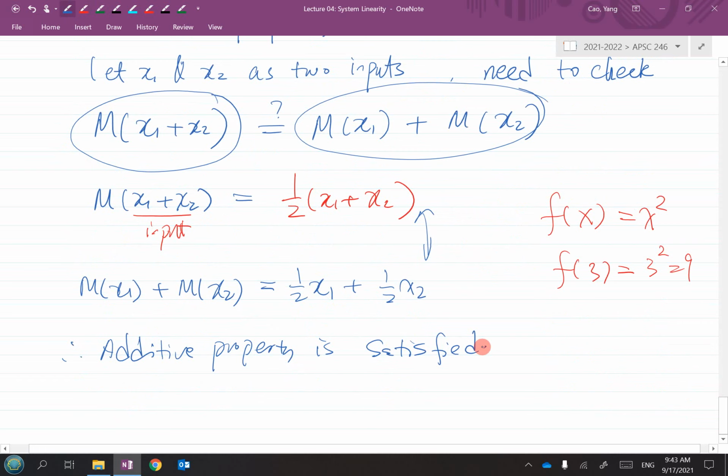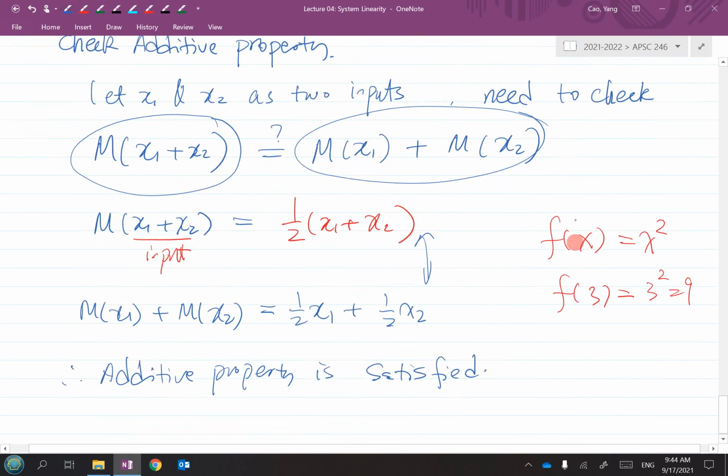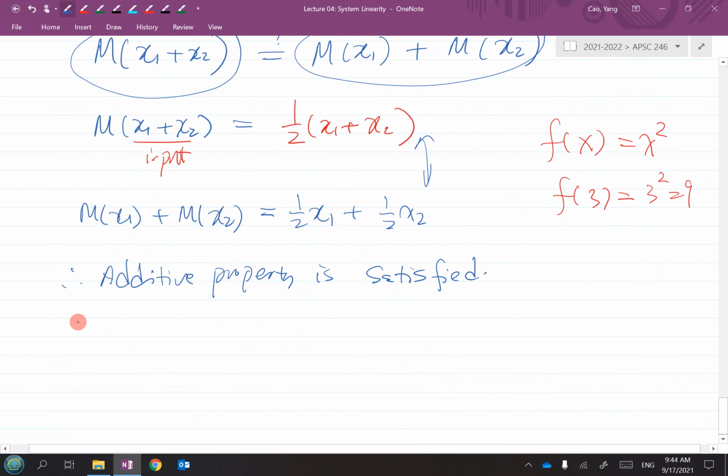Excellent. With this simple example, I want you to establish a simple reflection: you look at the bracket, then you know what the input is. Once you know the input, you look at the original system, and you know what to do with the variable x: you replace the x with the new input. You might have something more complicated than x1 plus x2, but it doesn't matter. Just replace that x with whatever is inside the bracket. Okay, good. Now let's look at the second property, the homogeneous property.